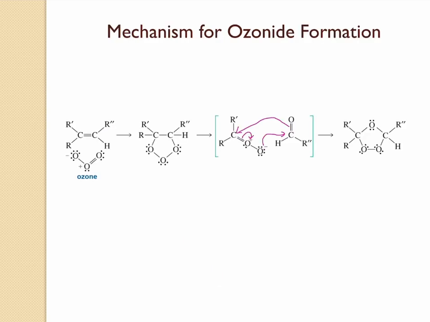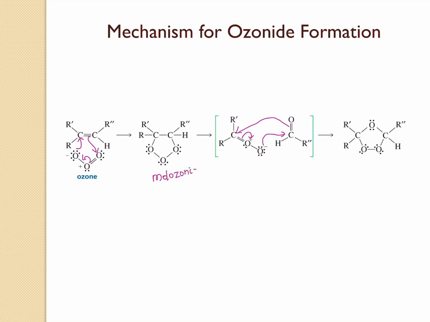Mechanism for ozonide formation. The ozonide formation happens in a concerted fashion. The electrophile, which is an oxygen at one end of the ozone molecule, is going to add to one of the sp2 carbons, and the nucleophile is going to add to the other sp2 carbon, leading to the cyclic intermediate, which is called the molozonide. Here is the structure for the molozonide.